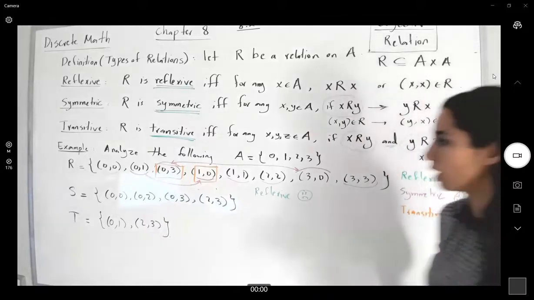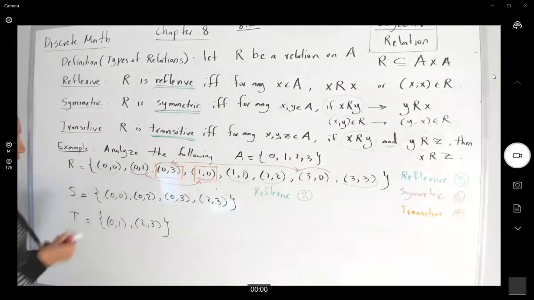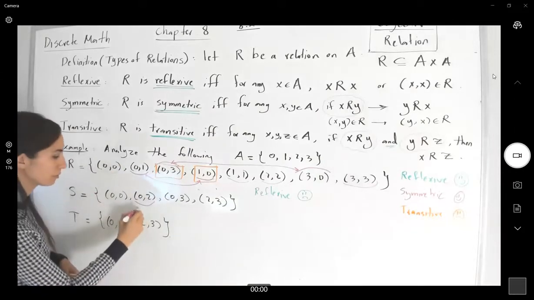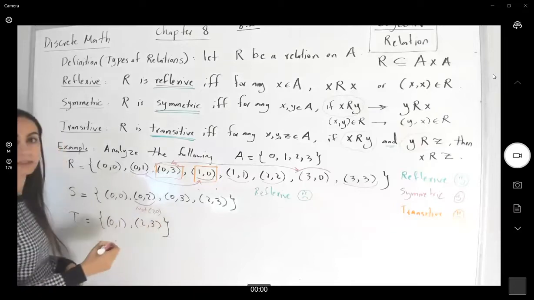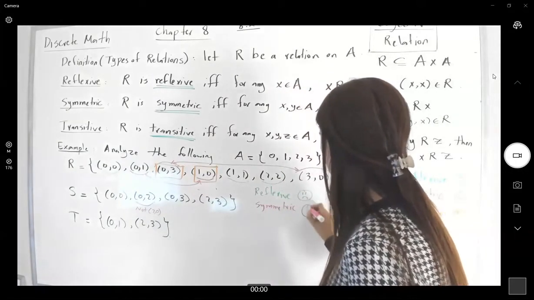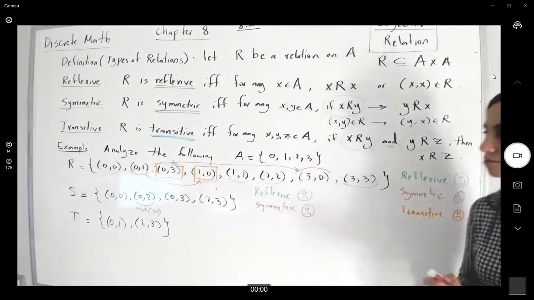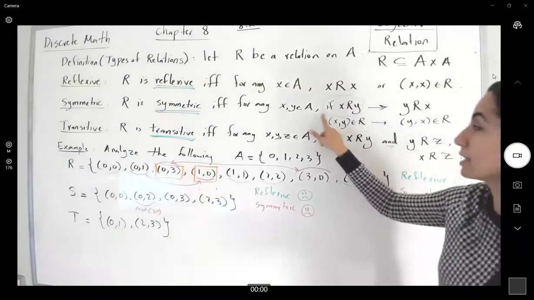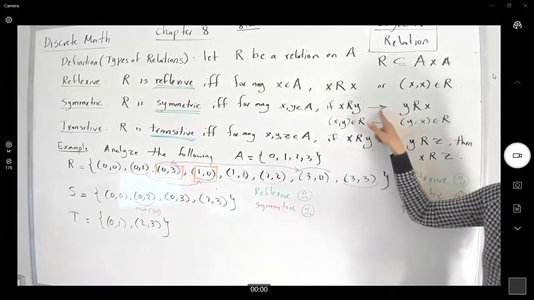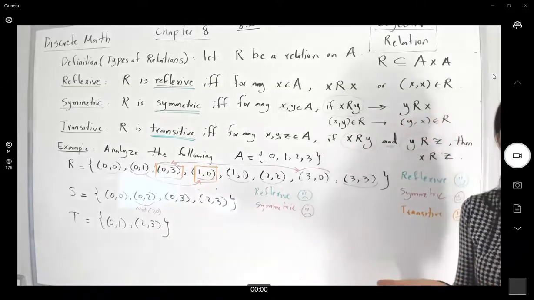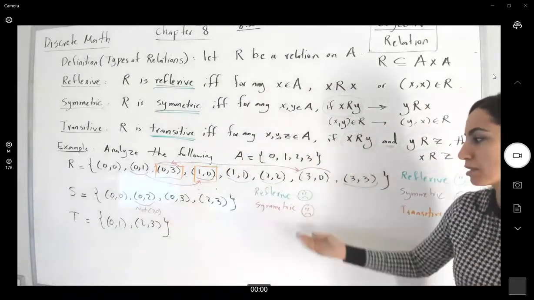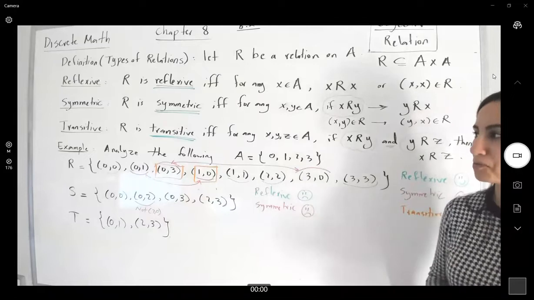Is it symmetric? Well, okay, let's start checking. 0 is connected to 2, but I don't have (2,0). So it's not symmetric. Take a look at the definition. It says if x is related to y, then you need to be able to conclude that y is connected to x. I have x connected to y, but I don't have y connected to x. So it's not symmetric.